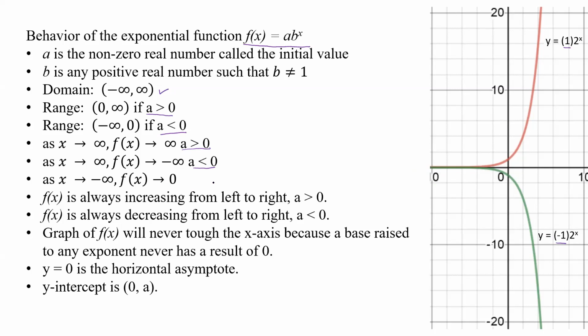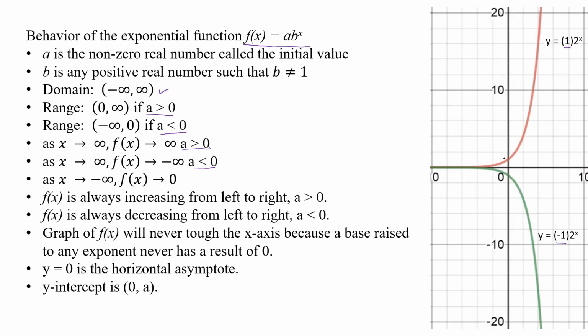Now, f of x is always increasing from left to right, going from negative infinity to positive infinity, for a greater than 0. And we're always going to be decreasing as we go from left to right when a is less than 0. Now, again, that's never going to touch the x-axis because basically any base raised to an exponent never has a result of 0. So we'll never get to 0, but we'll get very, very, very close. And because of that, we have that horizontal asymptote at y equals 0 because it never touches the 0. Now our y-intercept is going to be 0 comma a.